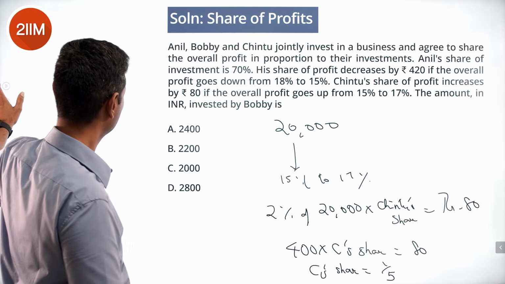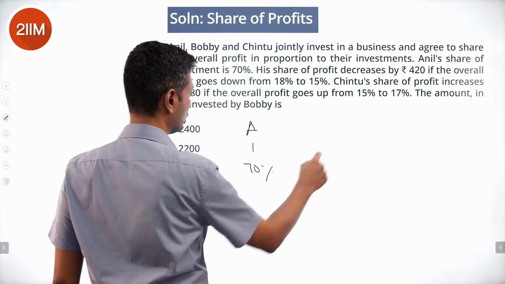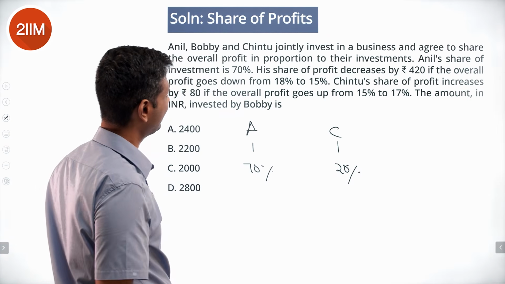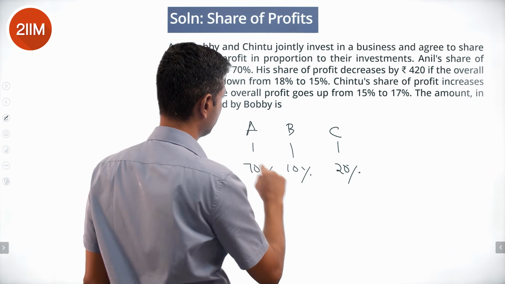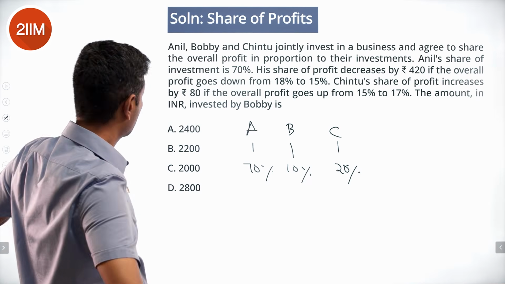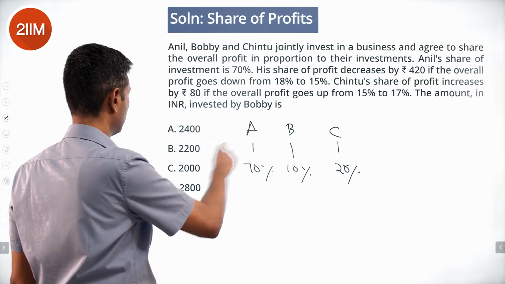Lovely. Let's do this. So Anil has put 70%. Chintu has put 20%. Who's the remaining guy? Bobby should have put 10% into the business. The total amount invested is 20,000. Bobby has put 10% of that, 10% of 20,000 is 2,000.